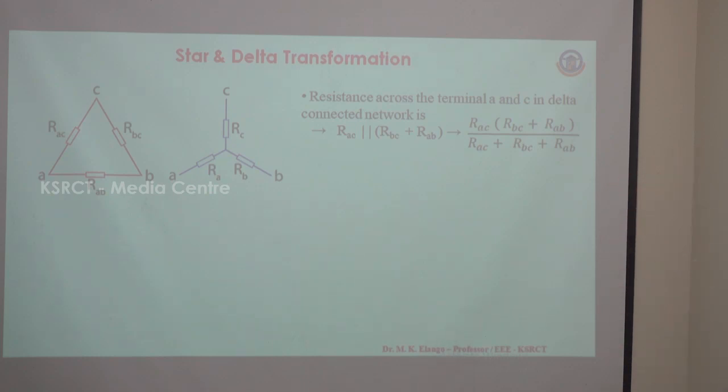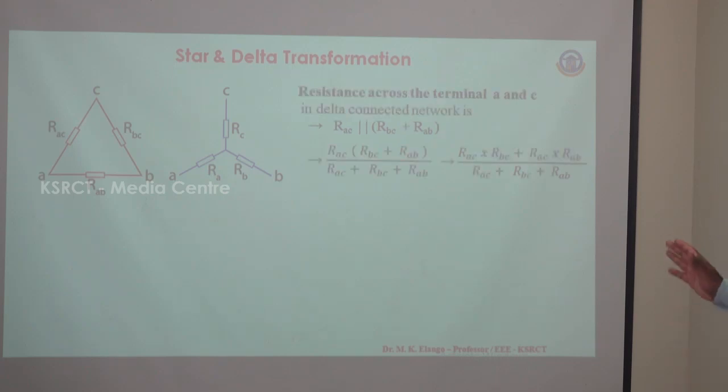So from that combination we obtain the equation: RAC into the series resistors RBC plus RAB, divided by the total resistance, RAC plus RBC plus RAB. This is the representation of the delta connected system alone. Then, cross multiplying RAC with RBC plus RAB, we get the equation RAC into RBC plus RAC into RAB, divided by the same denominator, RAC plus RBC plus RAB. This is the representation for delta connected systems.